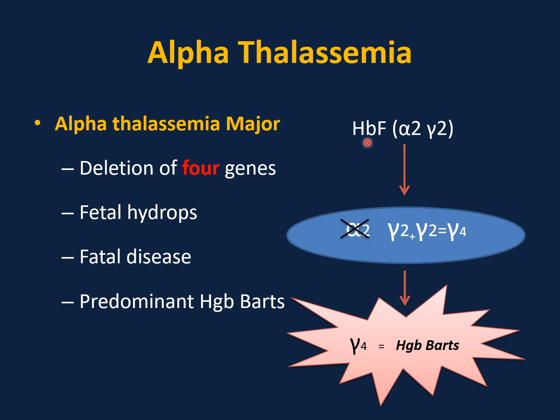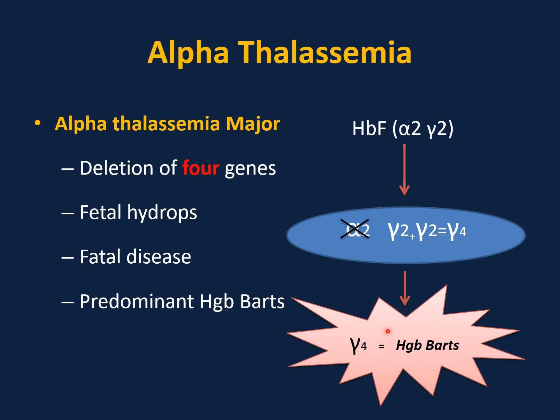So to remind you, hemoglobin F, or fetal hemoglobin, is alpha 2 gamma 2, and this is necessary for the fetus to develop. So if there is no alpha 2, what happened to the gamma? The gamma will accumulate, so you will have gamma 2 plus gamma 2 will give you gamma 4, and the gamma 4 is hemoglobin Barts.